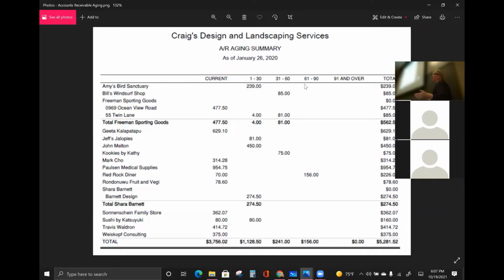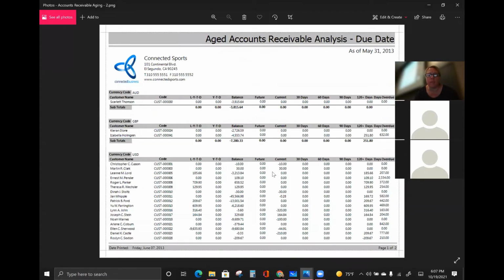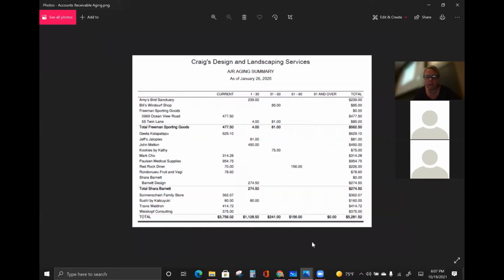Depending on what kind of business you work for, it could be laid out a little bit differently. It could have a little bit more detail. So that's one example, and then this is another one.